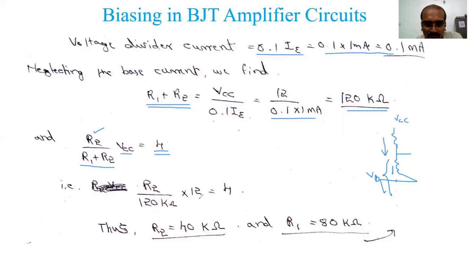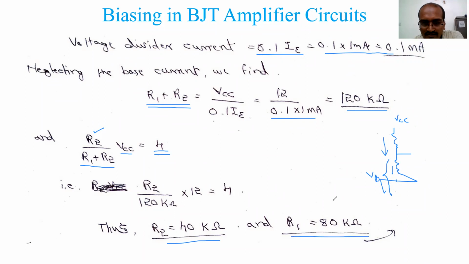R2 by 120 kilo ohm into 12 equals 4. So you simplify this. 12 tens are 120, 10 fours are 40. So R2 you will get 40 kilo ohm. Once you got 40 kilo ohm, you know R1 plus R2 is 120. So 120 minus 40 will give you straight away R1. R1 equals 80 kilo ohm.